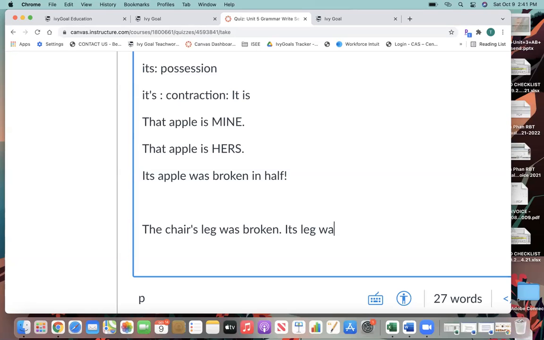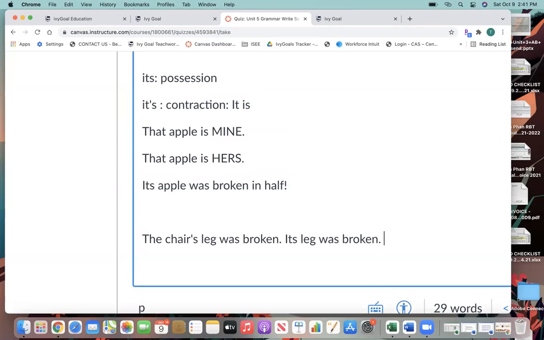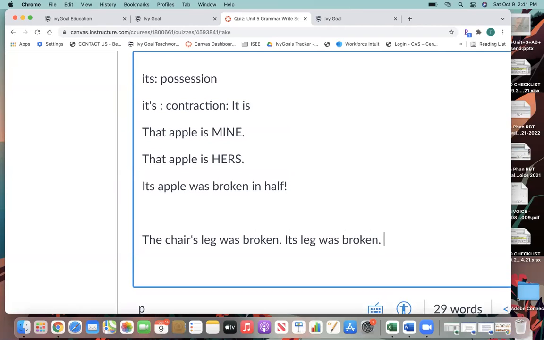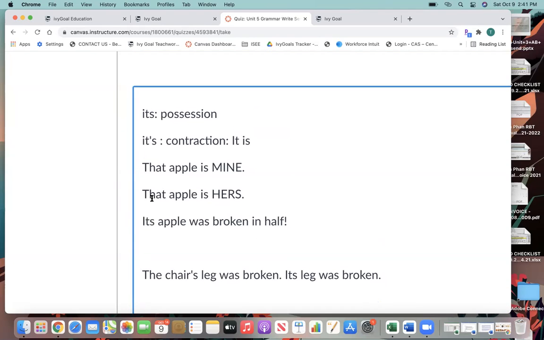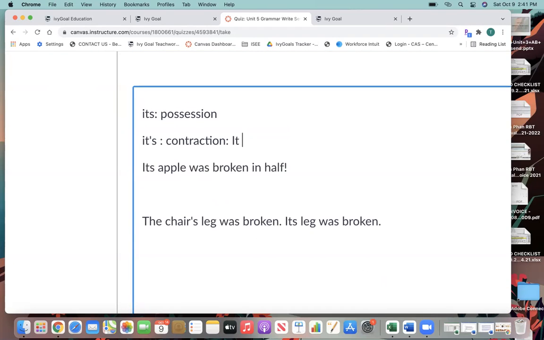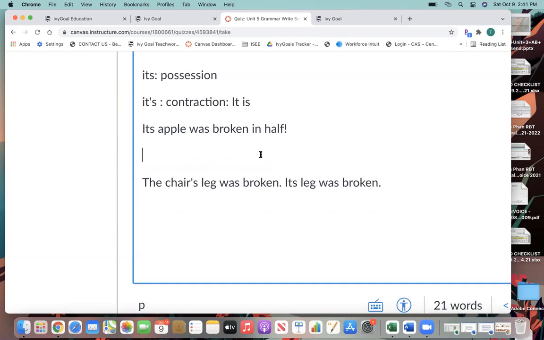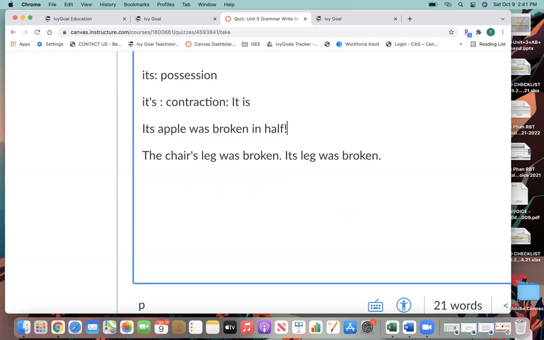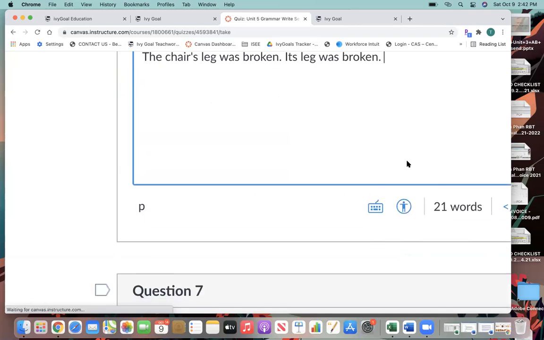Is that clear? It's a little bit tough of a concept. Okay. So these are not necessary. I'll leave that there so you remember, right? The chair's leg was broken. Its leg was broken. All right.